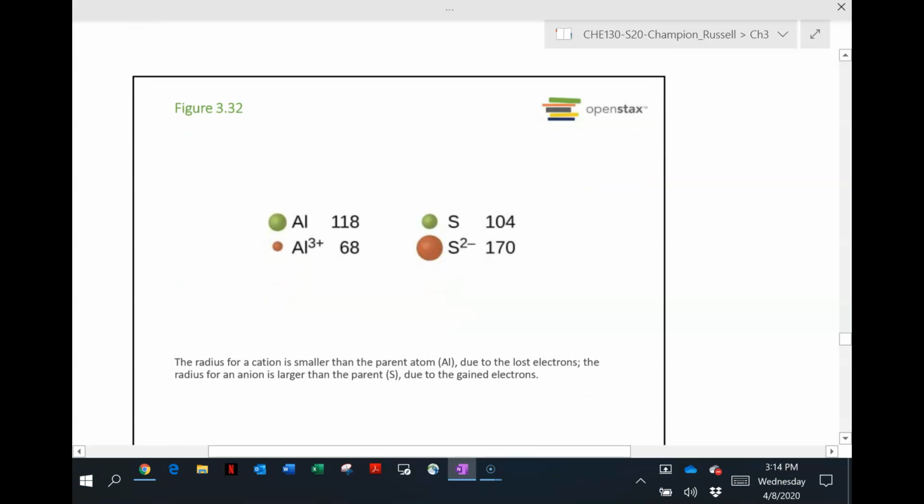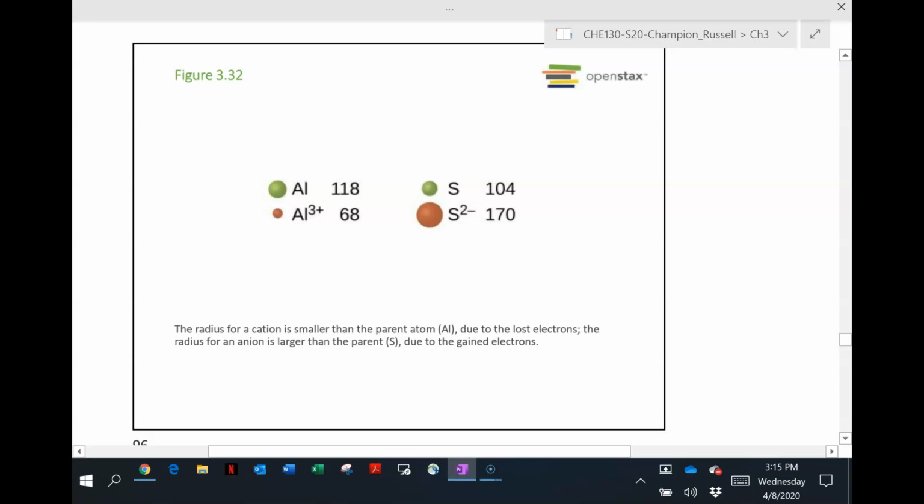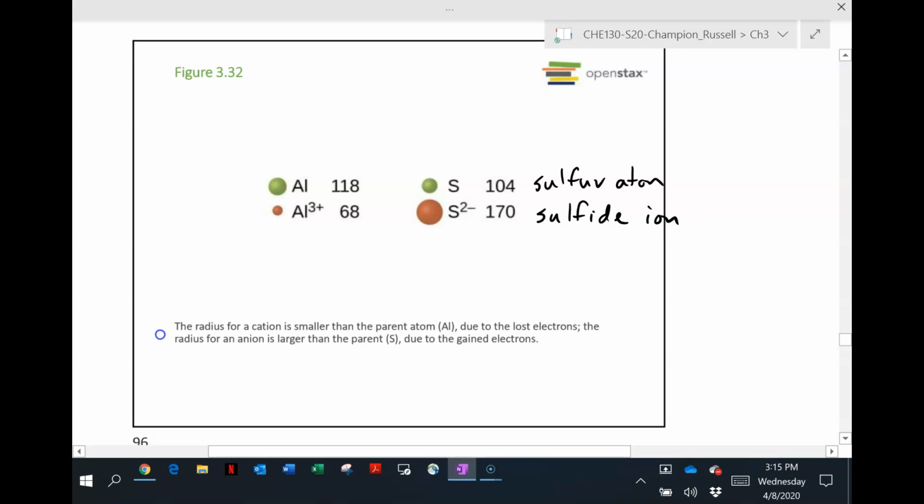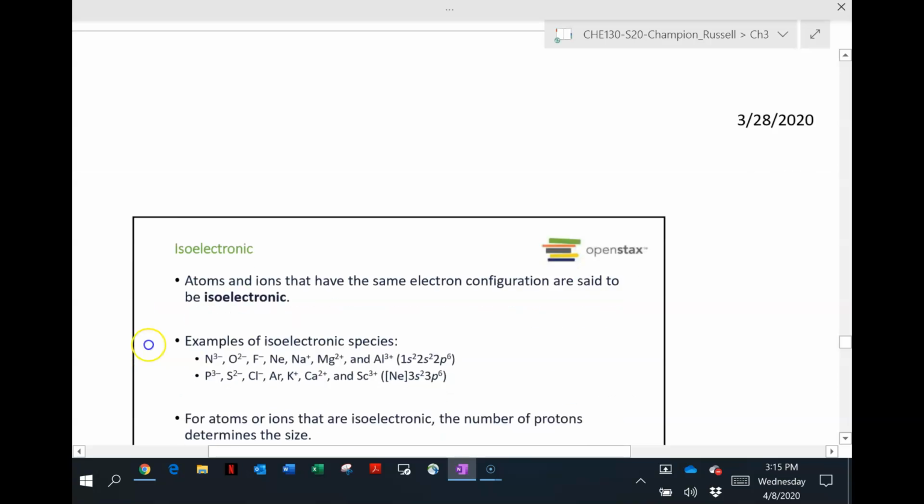So here's two pieces of data here. You see that the aluminum 3+ ion is not much more than half the size of the aluminum atom, and that the sulfur 2-, the sulfide ion, is quite a bit larger, not quite double, but still quite a bit larger than the sulfur atom. And remember that we say this is sulfide and this is the sulfur atom, and sulfide is an ion. We'll be focusing more on that language as we go on, but get used to that now.